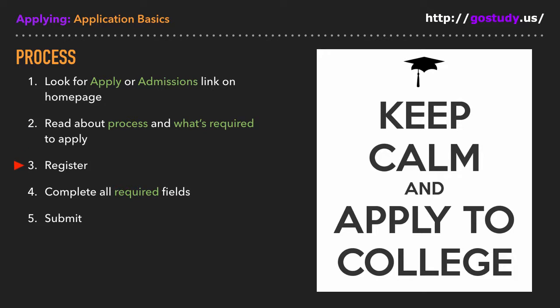Before applying, you'll need to register. To do so, just provide the requested information, usually your name, email, and a password. You'll need your username and password each time you log into the application system, so make sure to write them down. Once you're in a school's application system, just supply the information they request, saving your work as you go. If you need to take a break, no problem. Just log out, then log back in later. Once you've completed all the required information, just click the Submit button.